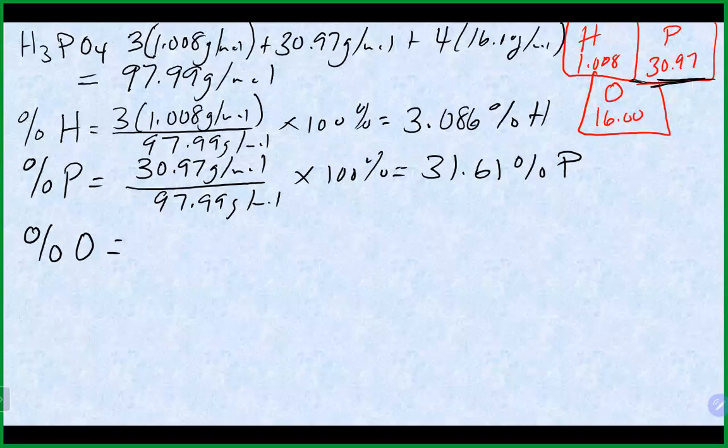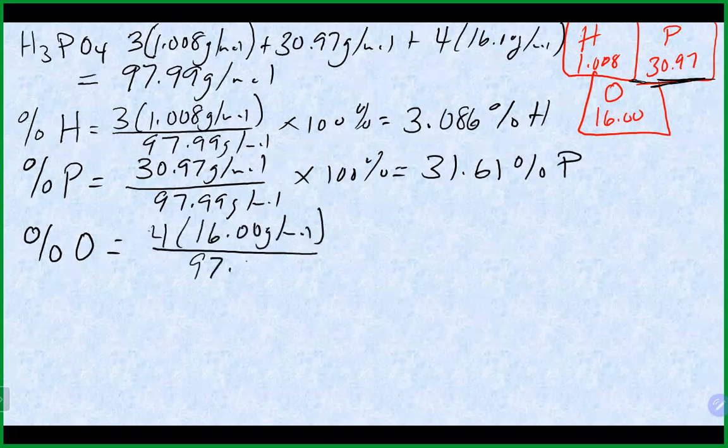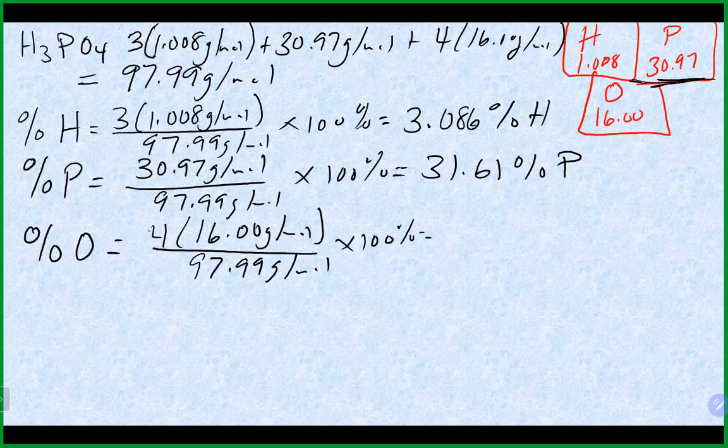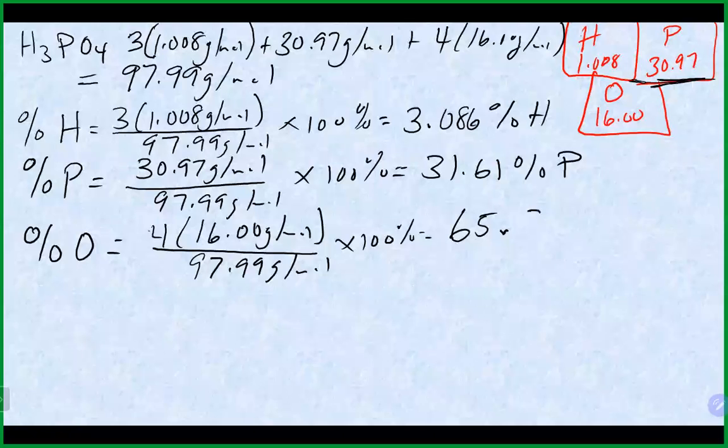At this point, since oxygen is the last one, you could subtract from 100 and obviously add the other two together, and that would get you your missing percentage. Or you could just do the calculation: 4 times 16 for our 4 oxygens divided by 97.99 times 100%. That gets us 65.31% oxygen in this case.